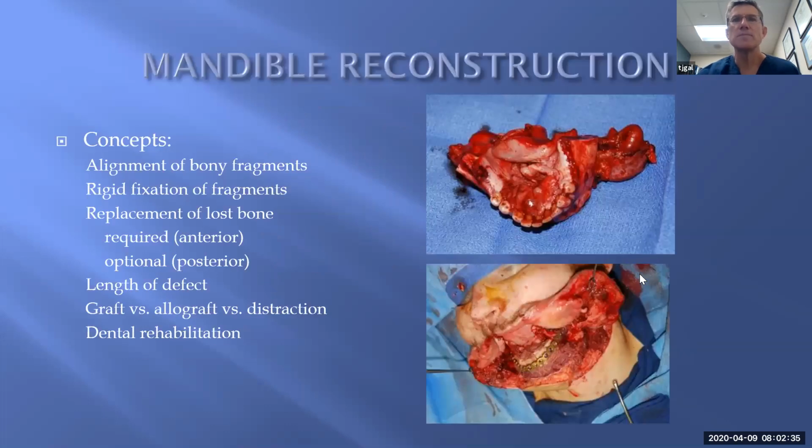And so the concepts are very simple. It's alignment of bony fragments, rigid fixation, replacement of lost bone, which is a requirement for the most part in anterior defects. It's a little more optional in lateral or posterior defects. What we do depends on the size or the length of the defect, whether it's a bone graft or some other sort of vascularized tissue. And then there's issues of dental rehabilitation.